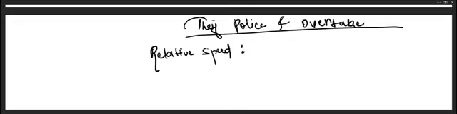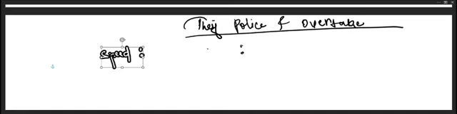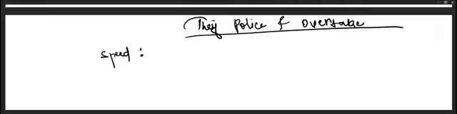Before jumping on to the relative speed, we will first try to understand what is speed. What is speed? How do we measure speed? What is the parameter of measuring the speed?